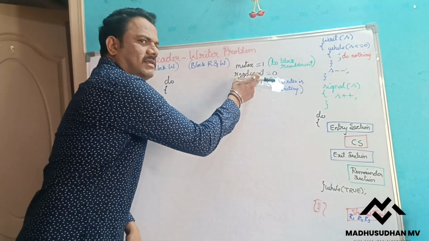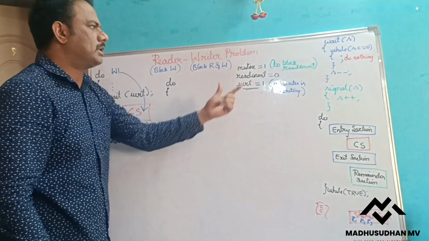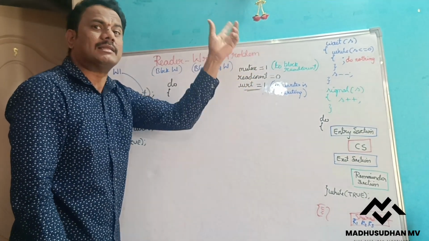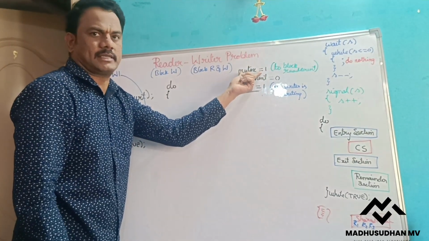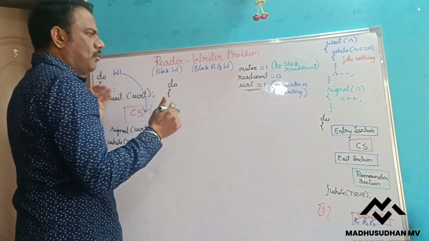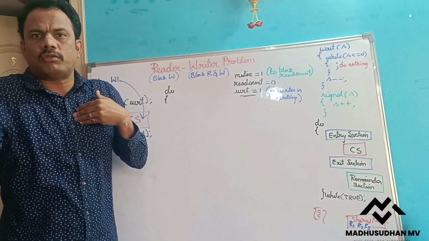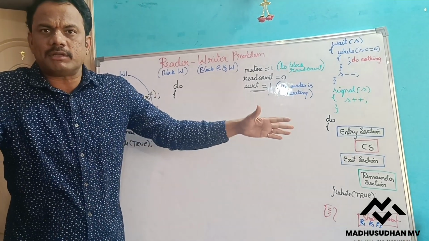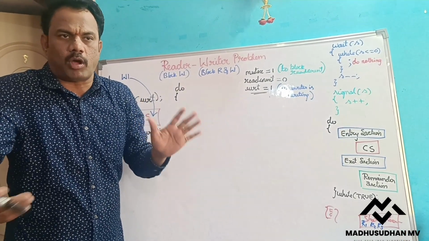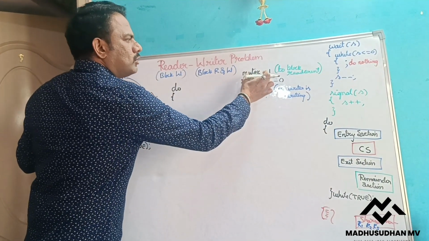But to block other readers, we are using mutex. That's what to protect this read count. Now first, assume I am the reader. Whenever I want to get into the critical section, can I let others in along with me? No, I have to block. For the block, what I have to do, I have to use mutex first.